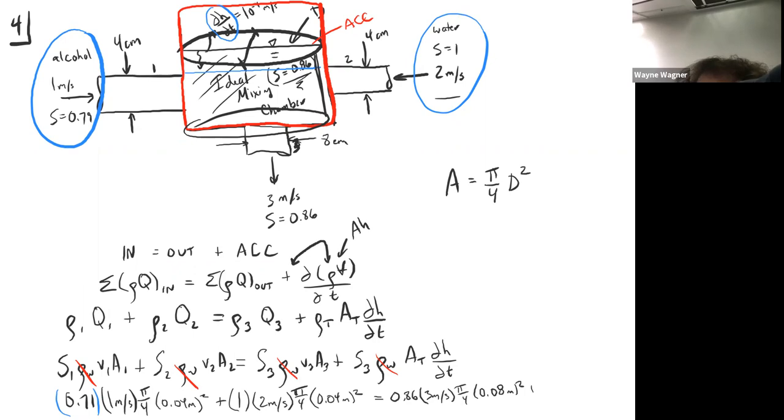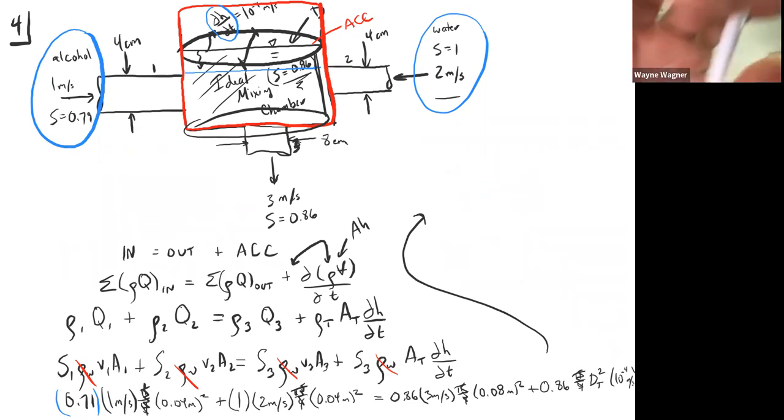Okay, plus S3, which is 0.86 times the area, which is pi over 4 times the diameter of the tank squared, that's what we're looking for, dH/dt, which is 10 to the minus fourth meters per second. Okay, so hopefully you can see at this point that these pi over 4, because it's in every single one of these, is going to go away.